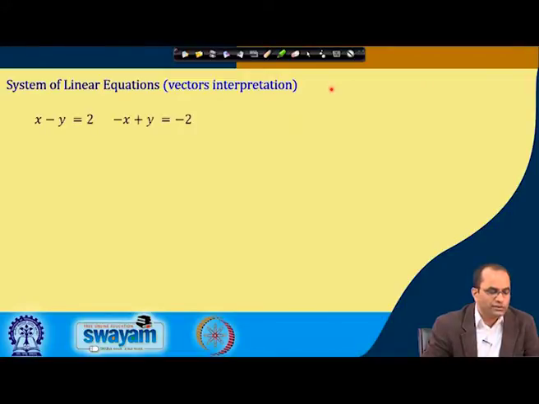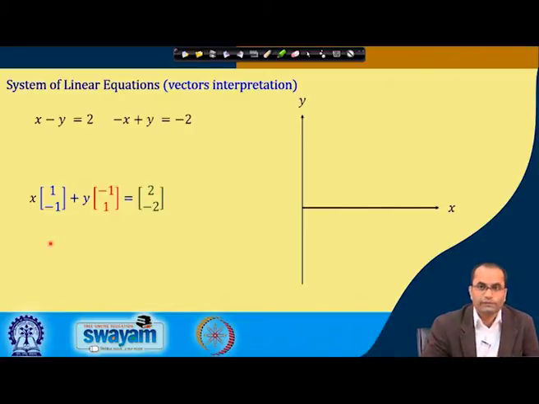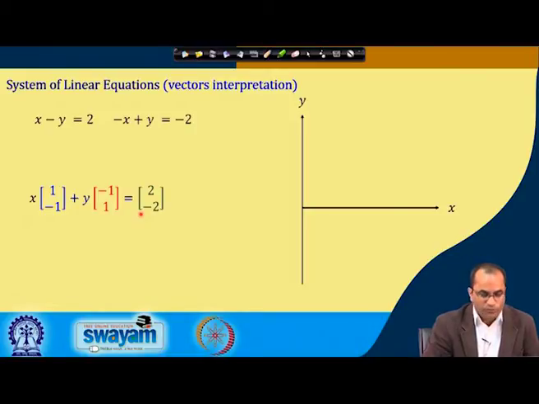So, we had these two equations, and now we can write them in terms of vectors. So, we have x multiplied by 1 and minus 1, again these coefficients, then y multiplied by minus 1 and 1, the other vector, and then the right hand side vector we have 2 and minus 2. So, now if we plot these vectors, the one here 1 minus 1, then we have minus 1 1, and the other one is 2 and minus 2.